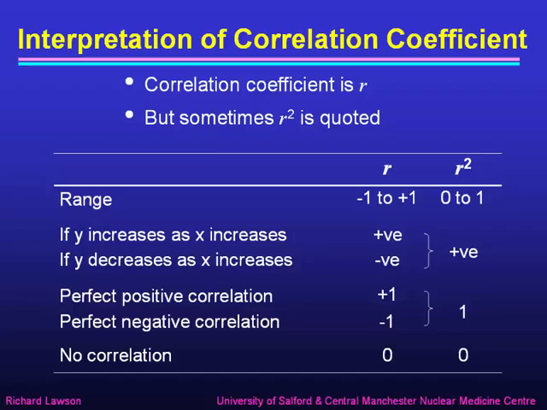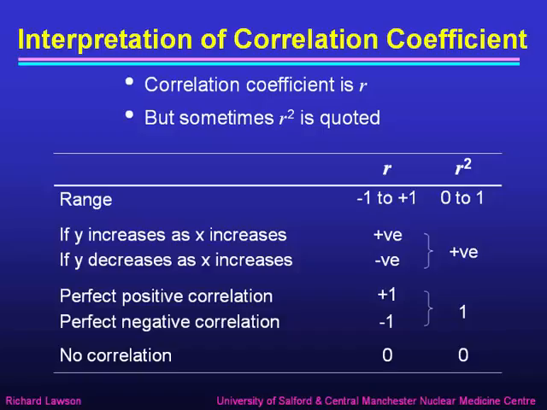Now, to interpret the correlation coefficient, you'll find that sometimes the correlation coefficient r is quoted, and sometimes the square of the correlation coefficient, r squared, is quoted. You have to be careful to distinguish between them, because the range of r goes from minus 1 to plus 1, but r squared only goes from 0 to 1, because when you square a negative r, you get a positive r squared.